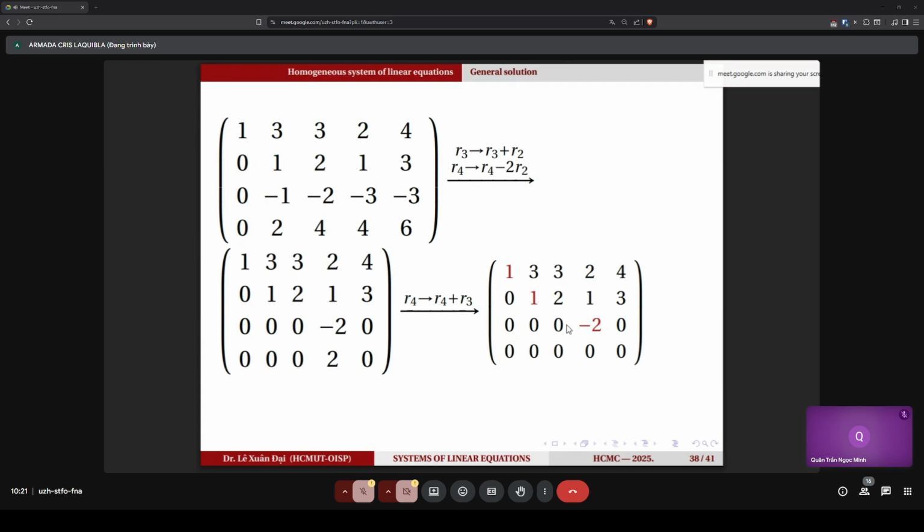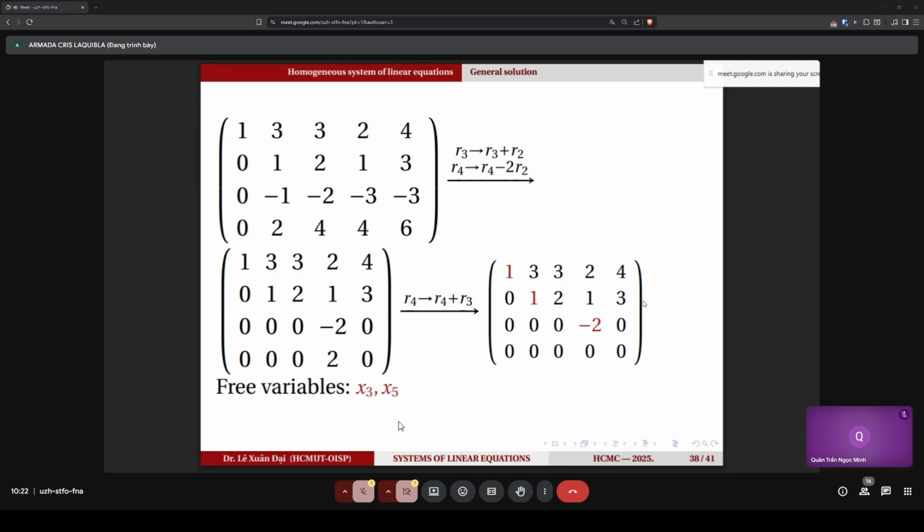So it means that if the rank is less than n, you have free variables, right? Your free variables here now, class, are the variables in the third column and the fifth column, because they do not have the leading ones. Okay, and the free variables are x3 and x5. That's how to determine the free variables.